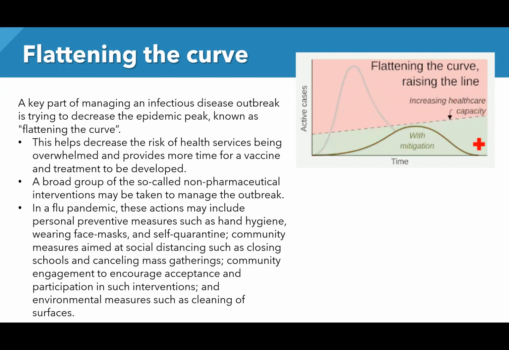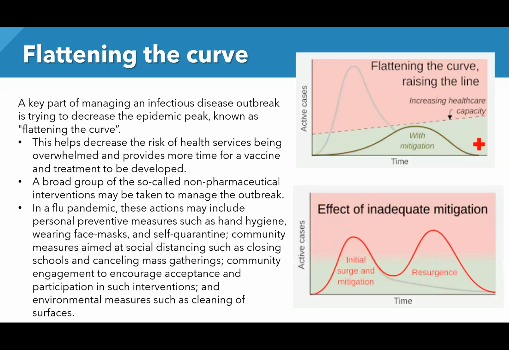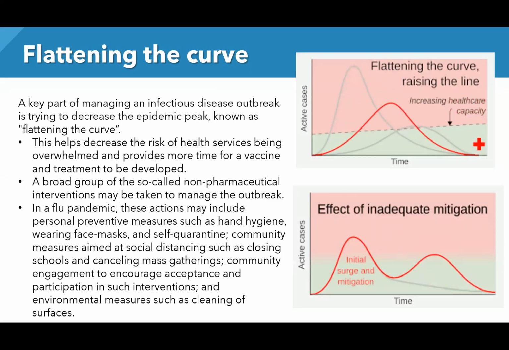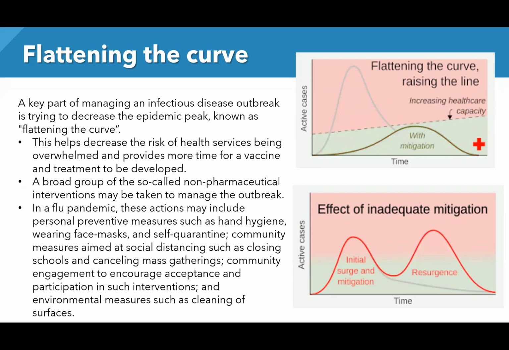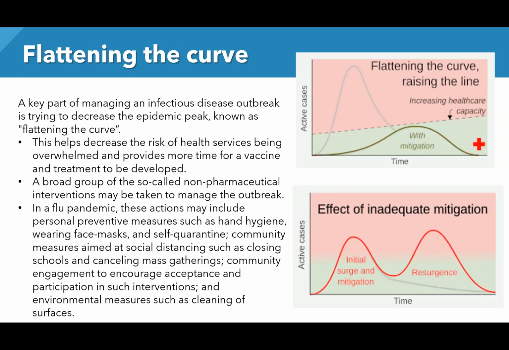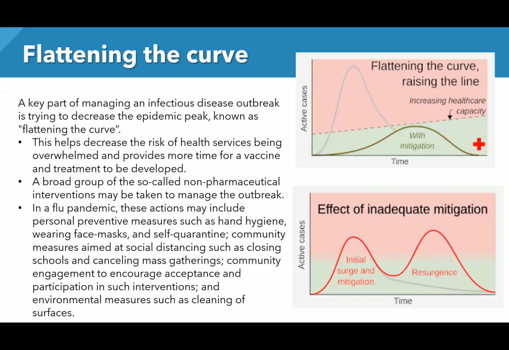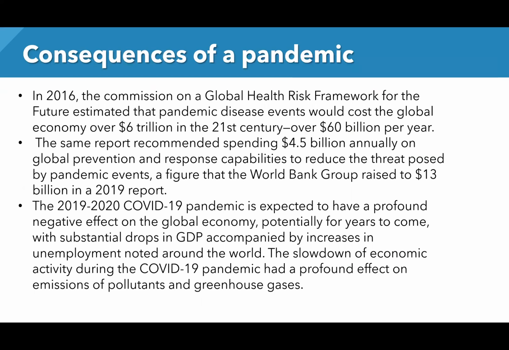However, in reality, we may see a second peak, and this second animation shows the effect of inadequate mitigation, or if mitigation occurs and then is discontinued or not effective enough. And this might be caused by reopening society after a lockdown, which may cause another surge in cases, a resurgence, and therefore levels reaching a number of cases where healthcare capacity is overwhelmed again.